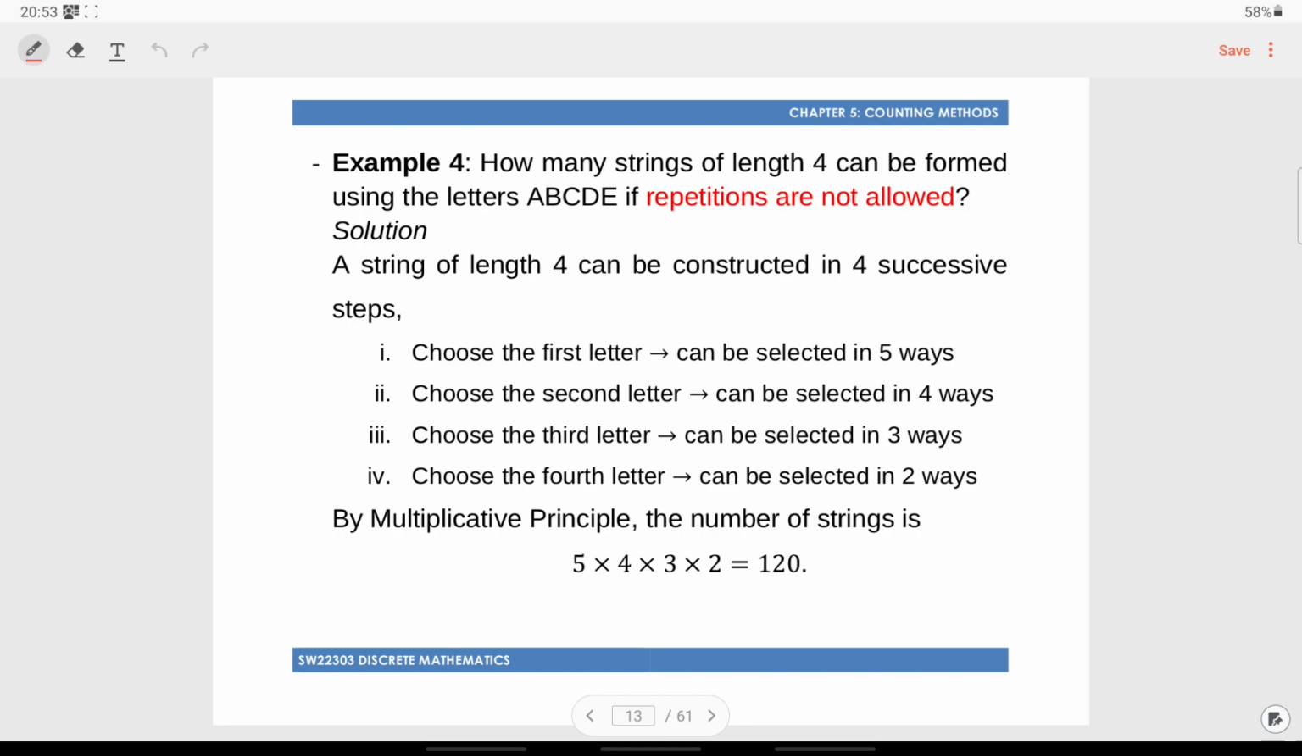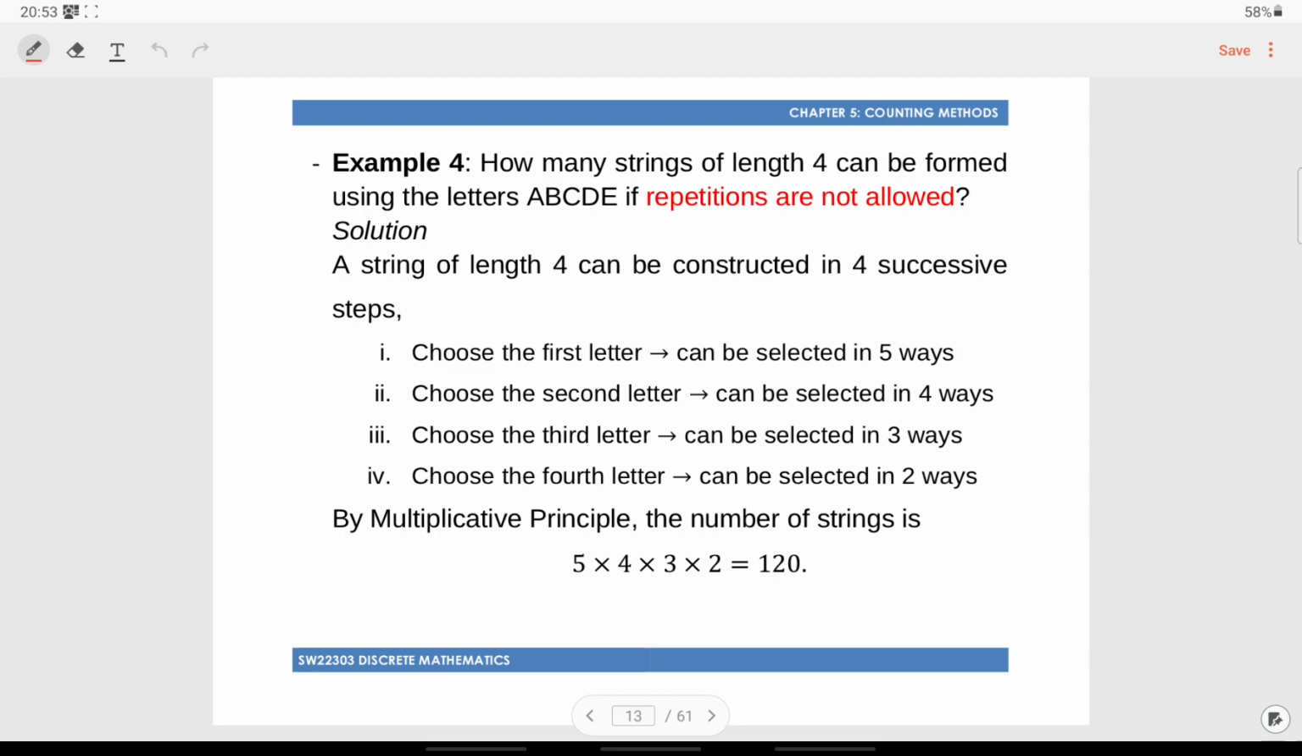A string of length 4 can be constructed in 4 successive steps, because we have to choose the first element in the string, followed by the second element, third, and also the fourth element in that string. So there are 4 successive steps.